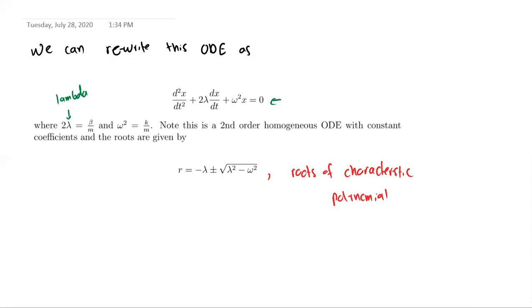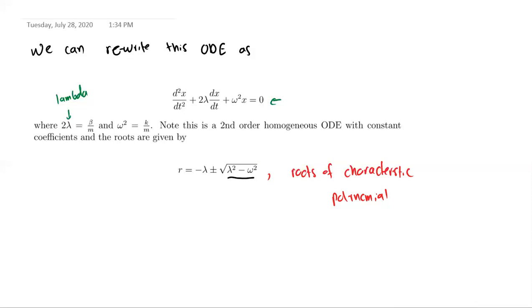And if you remember, when I was doing that analysis, it all depended on what the inside of the square root was. If the inside of the square root, which for us ends up being after we simplify everything, and that would be a good exercise, but showing that under these definitions, so 2 lambda equals beta over m, and w squared equals k over m, you actually get this form for the roots, right? So as I was saying, what matters is what's inside the square root.